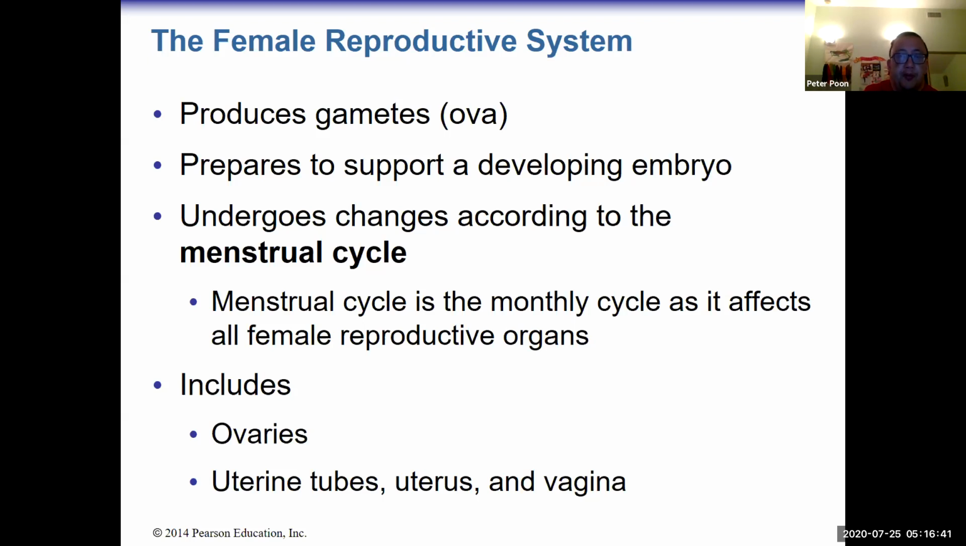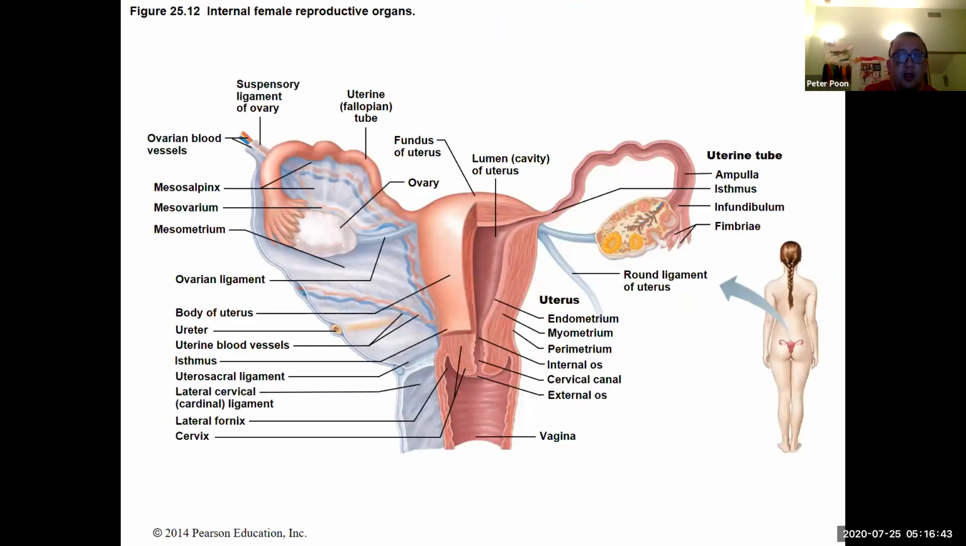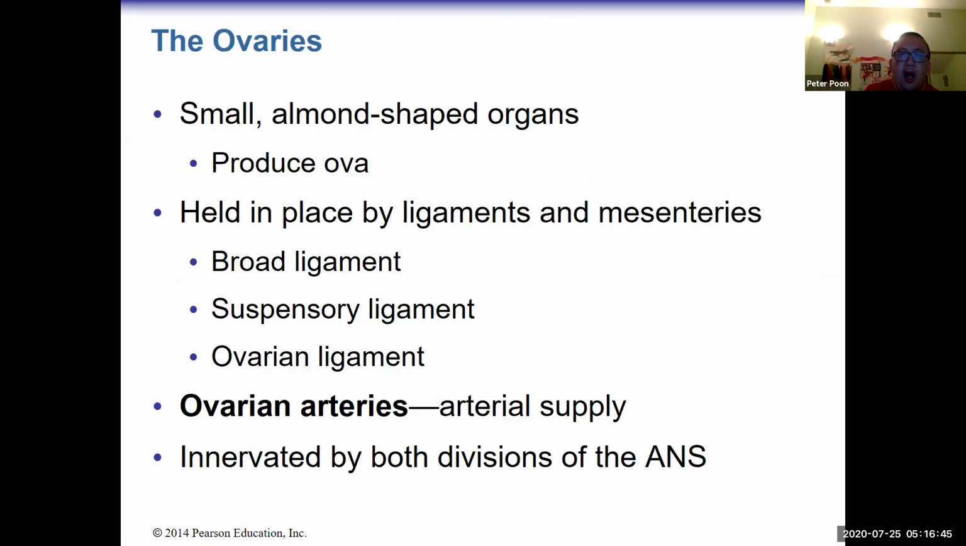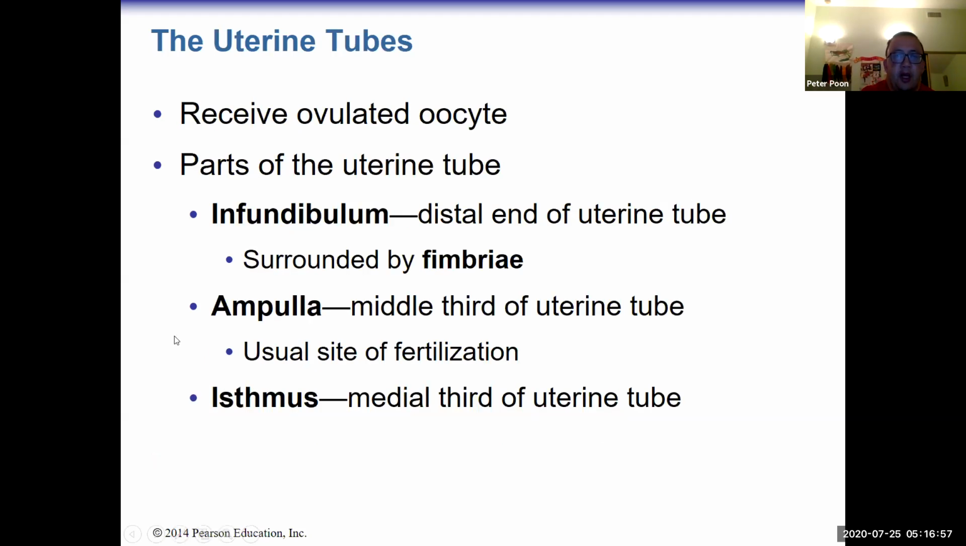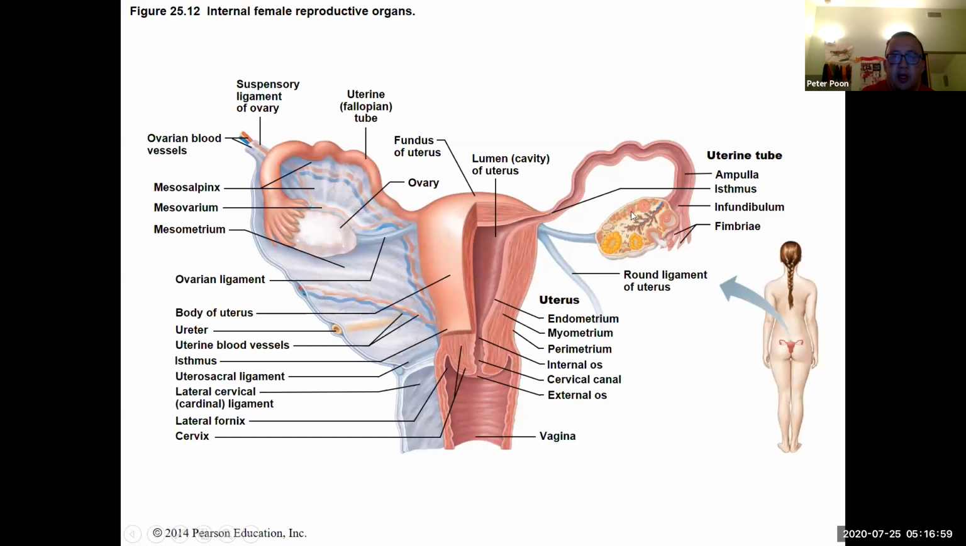All right, so all the parts. The ovaries. Sorry, the ovaries produce ova or eggs. Here you see them. These two are the ovaries. This other stuff we'll get into in a little bit, but here's the ovary. What it does is release the egg right here.